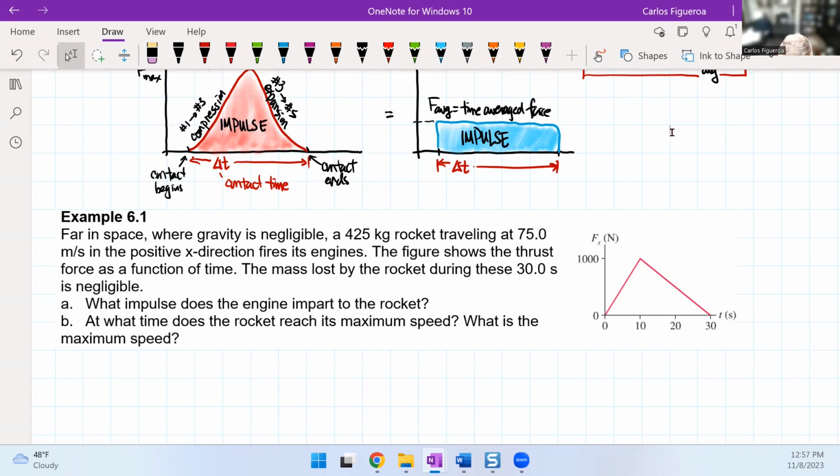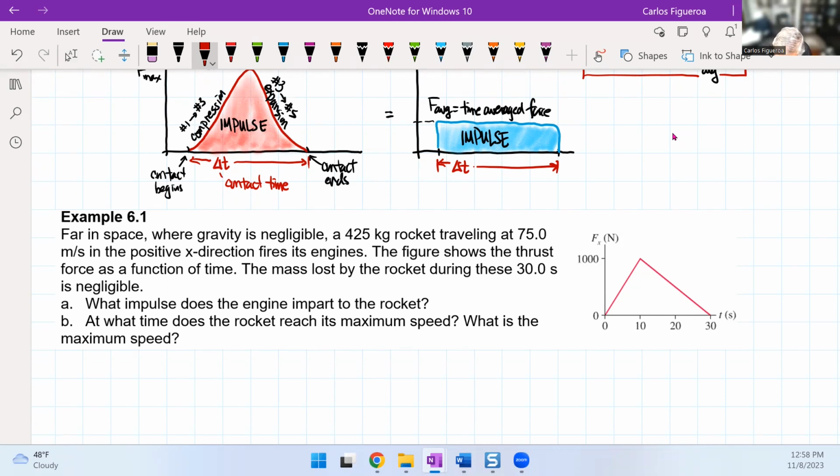So what do we mean by negligible? If the rocket weighs 425 kilograms and you only lose, let's say, 5 kilograms during this 30-second interval, then we look at the percentage of 5 divided by 425. That's going to be a pretty tiny value. So what is that numerically?